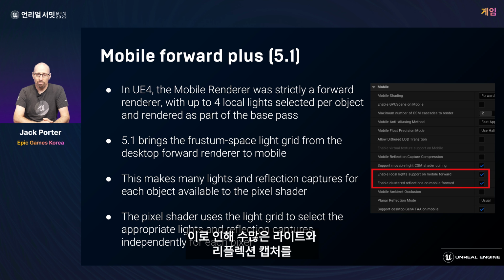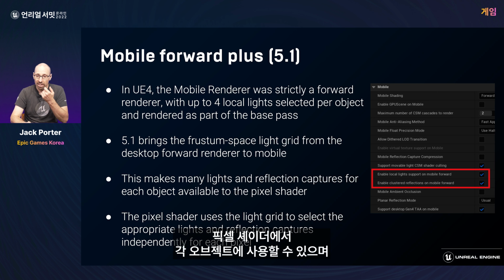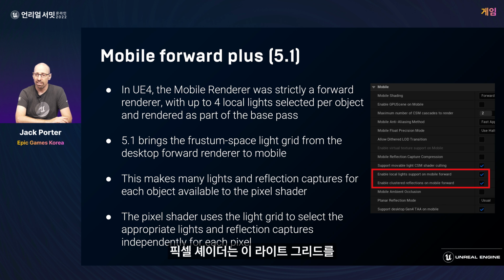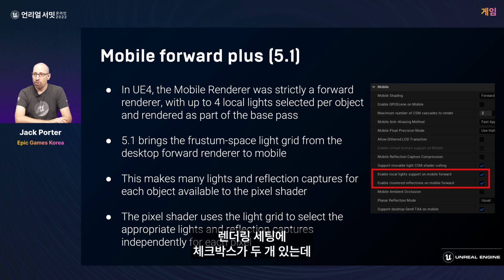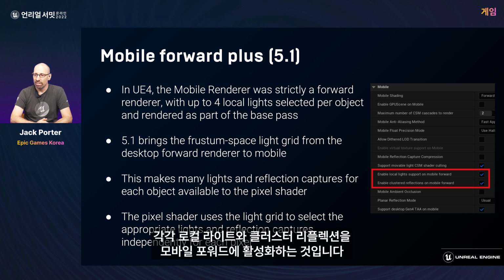And so this makes many lights and reflection captures available to each object in the pixel shader, and then the pixel shader uses the light grid to select the appropriate lights and reflection captures independently for each pixel. The 2 checkboxes there under rendering settings enable the local lights and the clustered reflections for mobile forward.